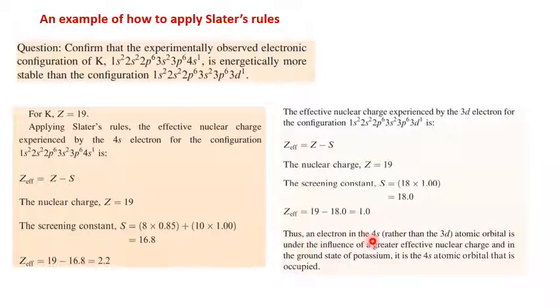Thus an electron in the 4s orbital rather than the 3d orbital is under the influence of a greater effective nuclear charge, and in the ground state of potassium it is therefore the 4s atomic orbital that is occupied. So the basic understanding is that Z effective here is 2.2, and here Z effective is 1. When the electronic configuration is 4s1, the Z effective is much more. When it is 3d1, the Z effective is lower. When the Z effective is higher, the electron is under a greater influence of the nucleus, and it has lower energy and a more stable configuration. In that way you can correlate your answer and understand the logic.